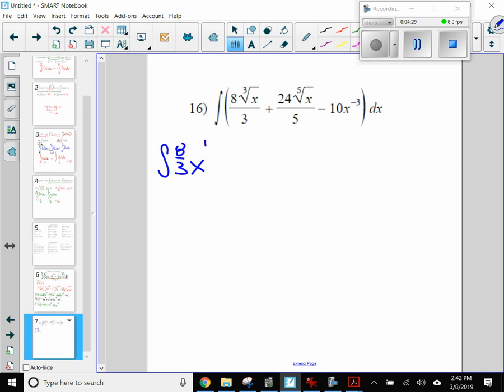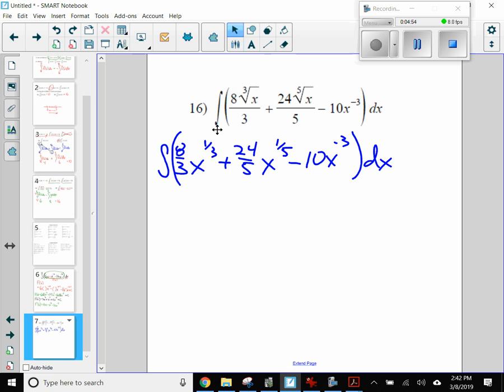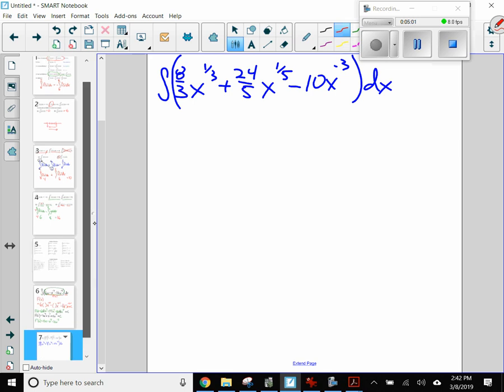8/3 x to the 1/3 power plus 24/5 x to the 1/5 power minus 10x to the negative 3, and this all has to be in parentheses, dx. So that's my function, or my integrand, and then my variable of integration, the dx at the end. So I'll follow my steps here.